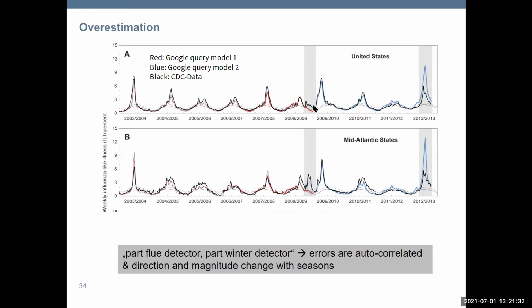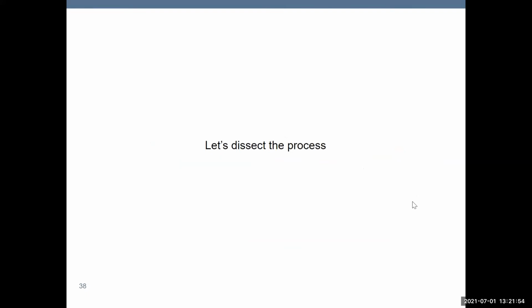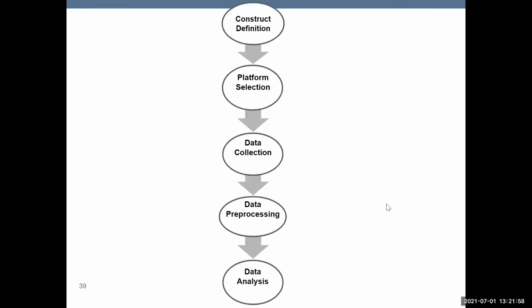So there is this huge potential for sure, but the core challenge is that these big data are not made for the instruments that they are applied as to measure certain things. That is always to keep in mind, and to dive into that deeper, we want to dissect the process of what actually happened here, and that's where Indira will take over.